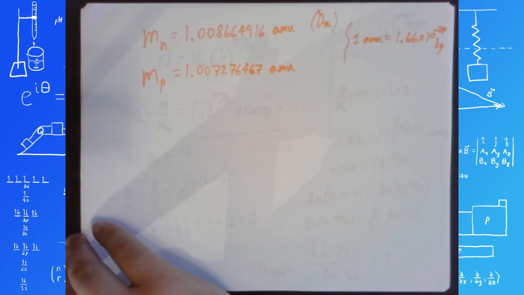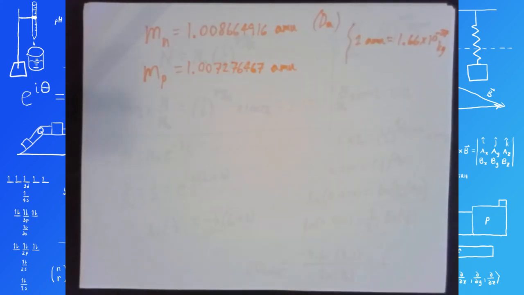Why kilograms and not grams? Because we're going to be doing a physics-related calculation, and in physics, the standard units for mass are kilograms. We're going to be calculating joules.